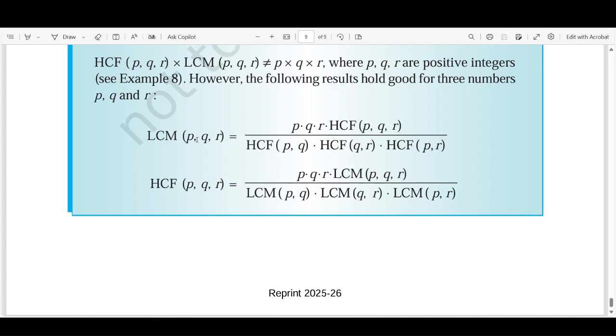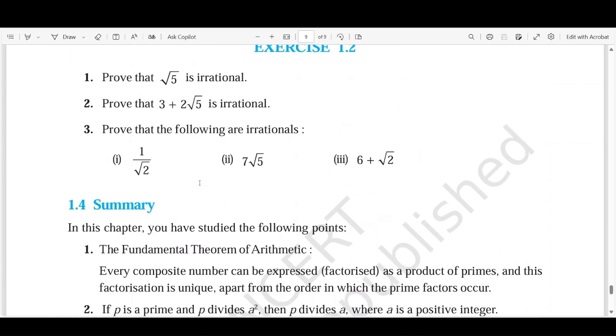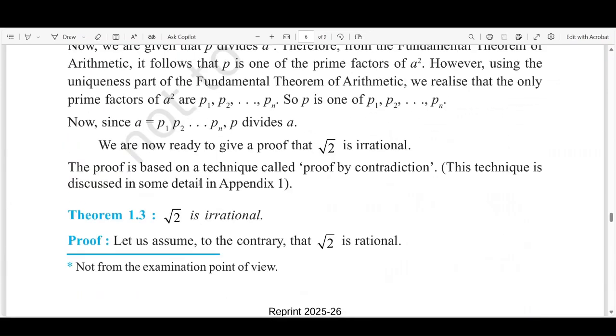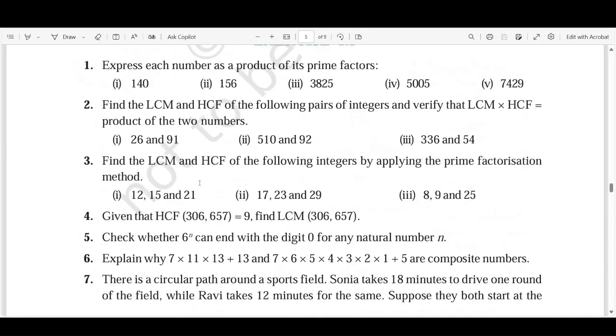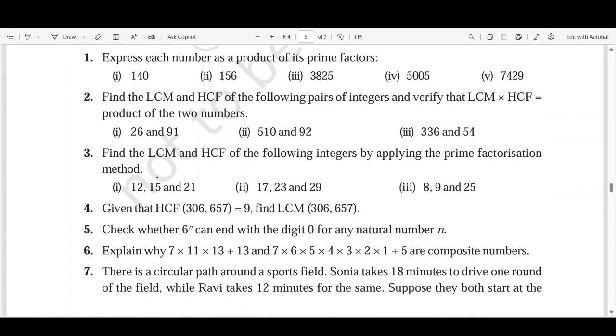Similarly, we can determine the HCF of the three numbers. By using these formulas, we can easily determine LCM or HCF by knowing any one value, either HCF or LCM, and we can solve problem number 3 in exercise 1.1. First we have to determine HCF or LCM. I think HCF would be easy for us to determine. After doing that, we can easily find the LCM by applying that formula. So let me do one problem.